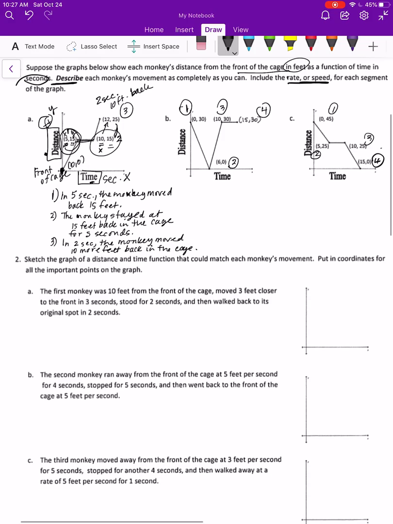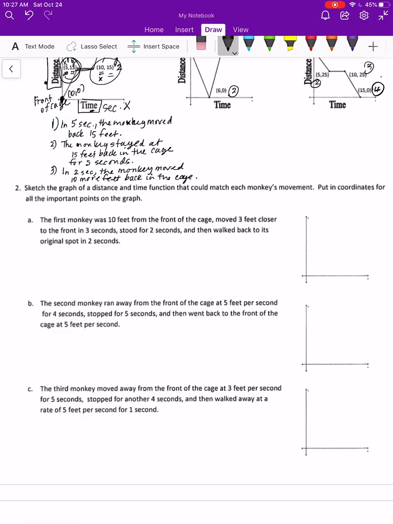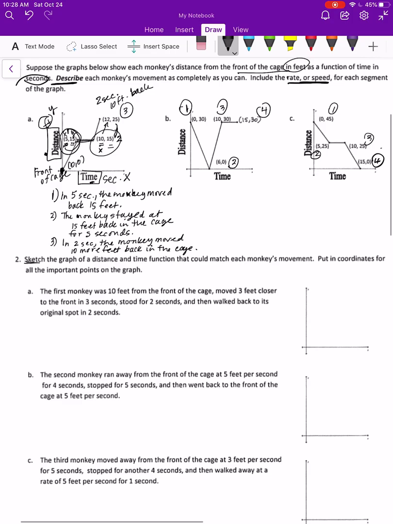All right, second part. Again, getting more specific. Now it says sketch the graph. So we're sketching just like we were doing before. A graph of a distance and time function that could match each monkey's movement again. Put in coordinates for all the important points on a graph. So the first monkey was 10 feet from the front of the cage. Moved 3 feet closer to the front in 3 seconds. And stood for 2 seconds. And then walked back to its original spot in 2 seconds. So what we're going to do is just like what we were doing before, we're going to go from here, and then we're going to actually draw in the graph.